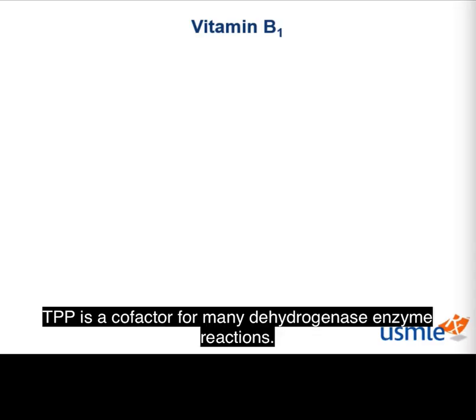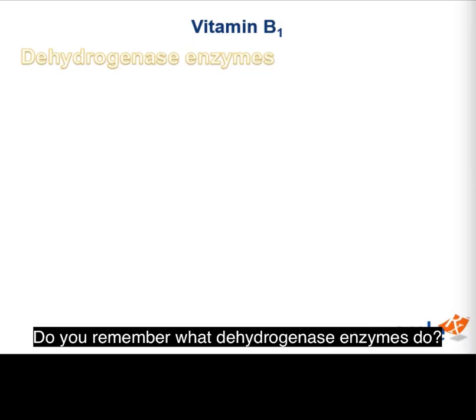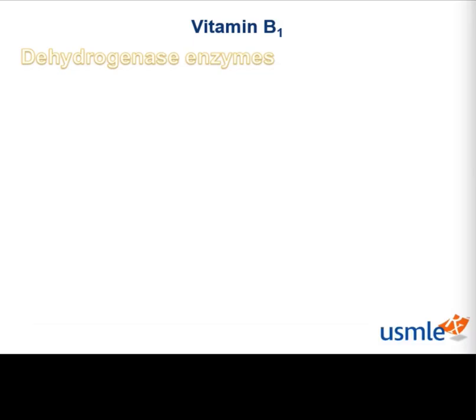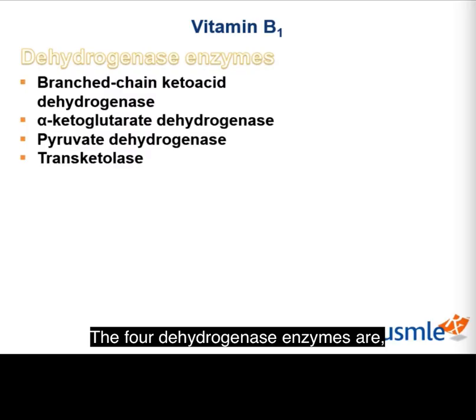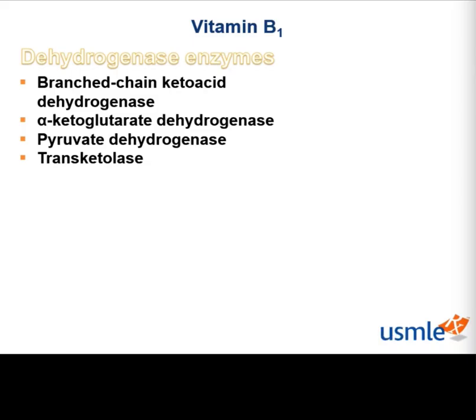TPP is a cofactor for many dehydrogenase enzyme reactions. Do you remember what dehydrogenase enzymes do? They catalyze oxidation-reduction reactions. The 4 enzymes are branched-chain ketoacid dehydrogenase, alpha-ketoglutarate dehydrogenase, pyruvate dehydrogenase, and transketolase.